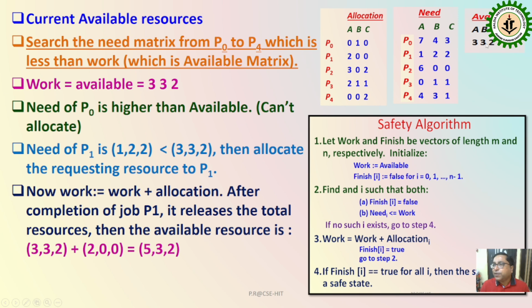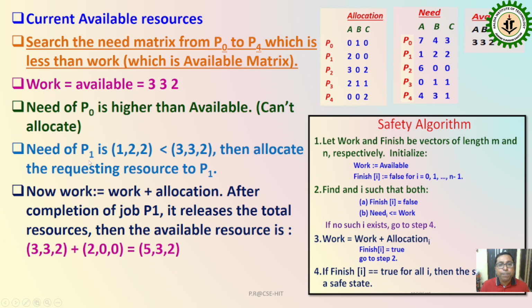Now we have to search the available and the need matrix. We have to search the need of which process is less than available. For example, what is the need of P0? Need of P0 is 7, 4, 3. And look at here, need of P0 is higher than the available, can't allocate. That means need of P0 is 743 and available resource is 332. So we can't allocate resources to P0 right now.